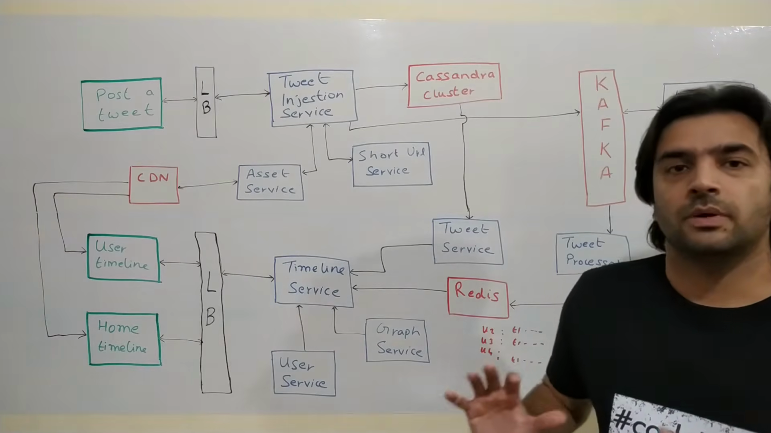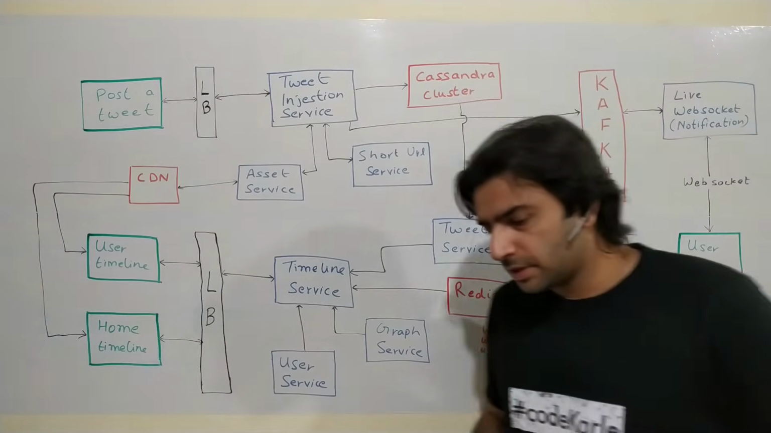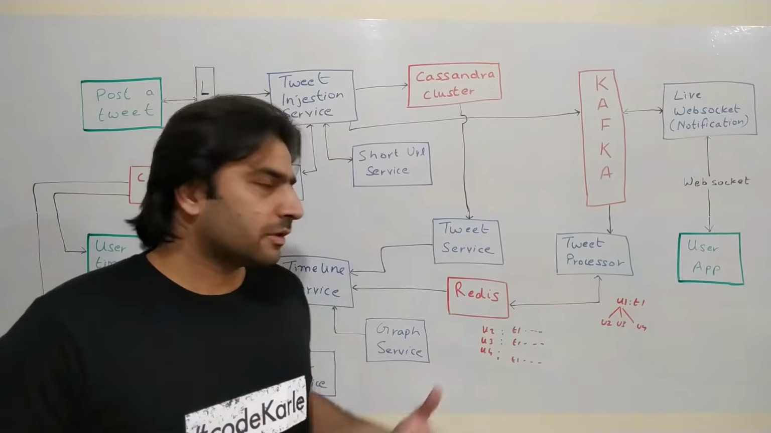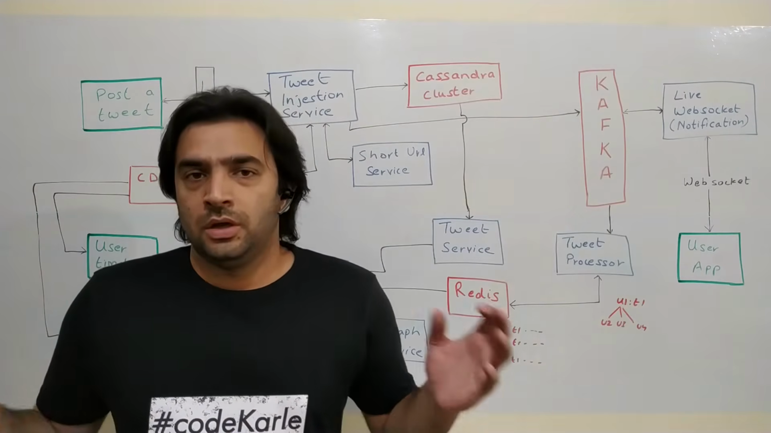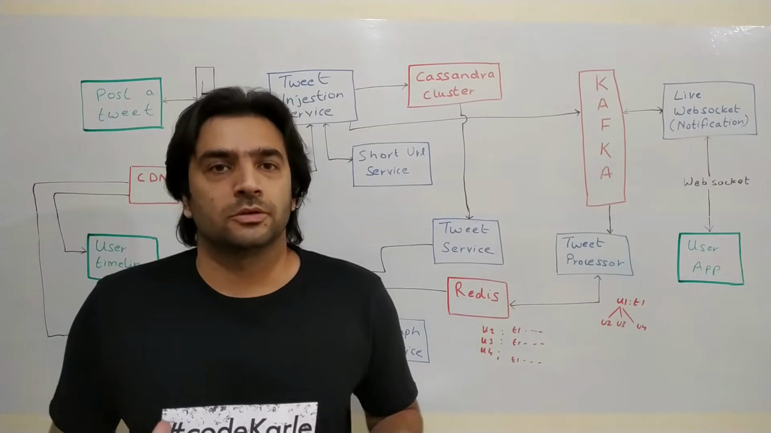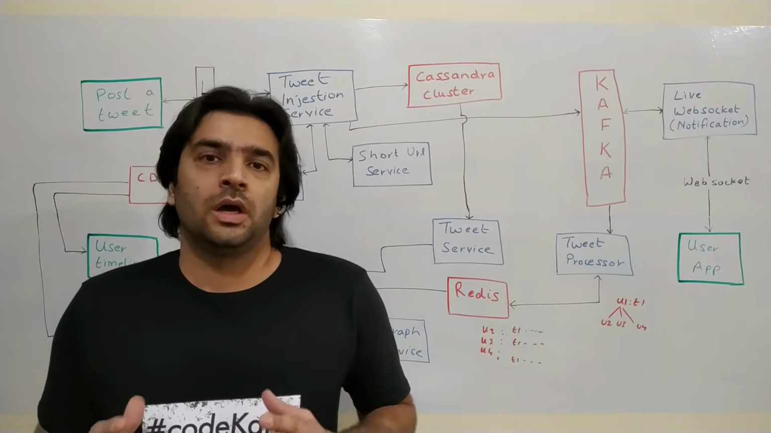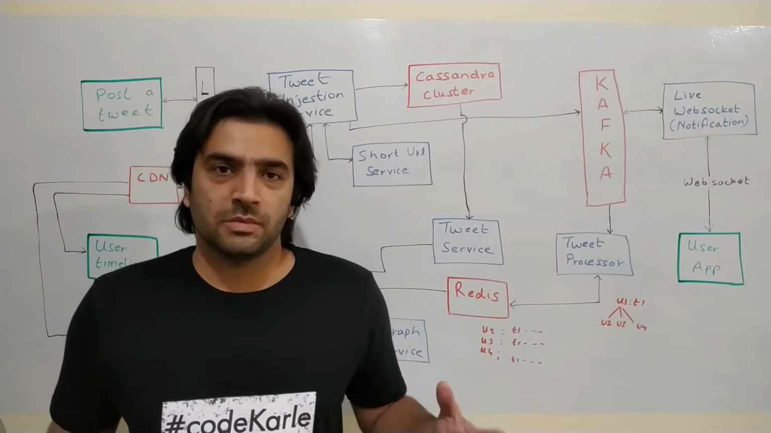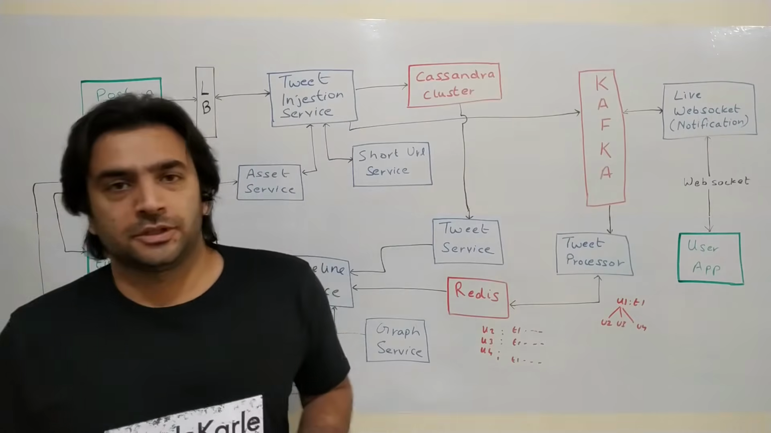But there are a lot of problems in this design. The problems are because we are maintaining everything in Redis. Redis, first of all, is an in-memory solution, so it will put all the data in memory. What that means is we need to have massive amounts of RAM. Now, if we try to keep timelines of all the users in memory, that's something very inefficient.